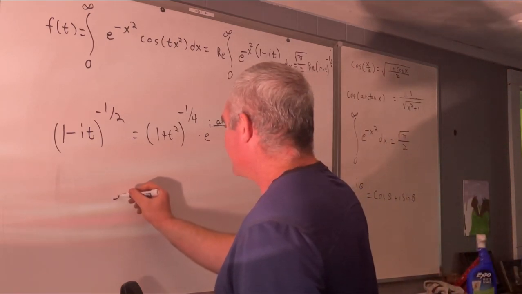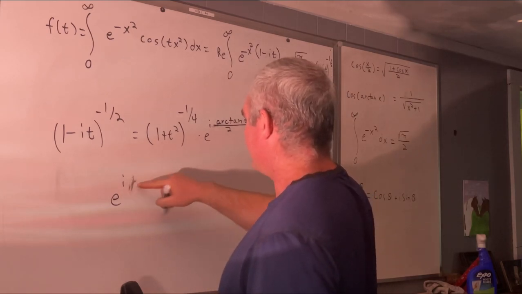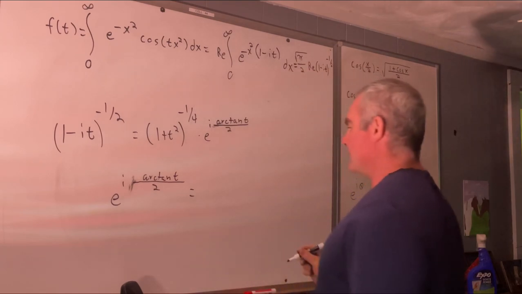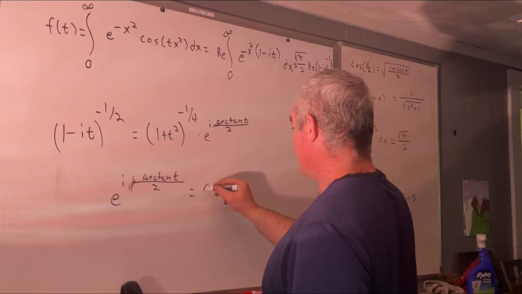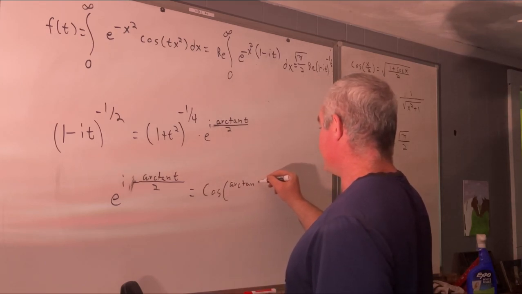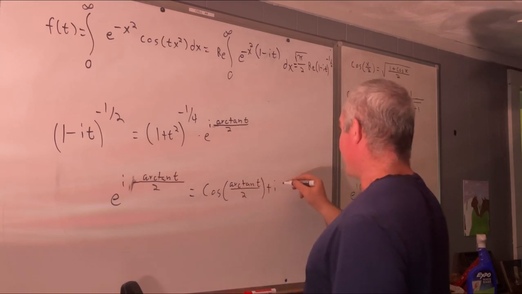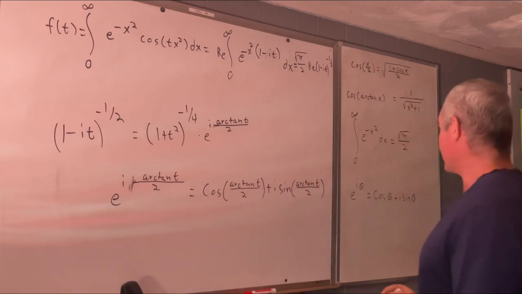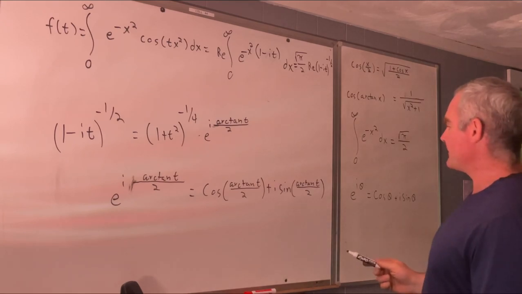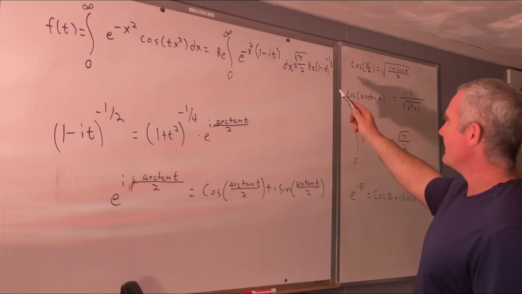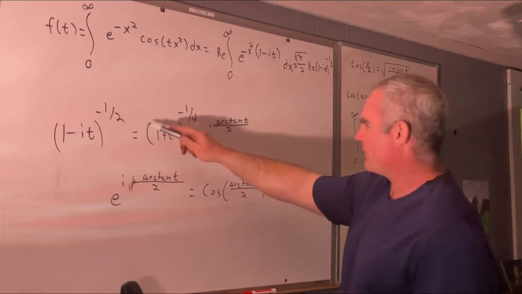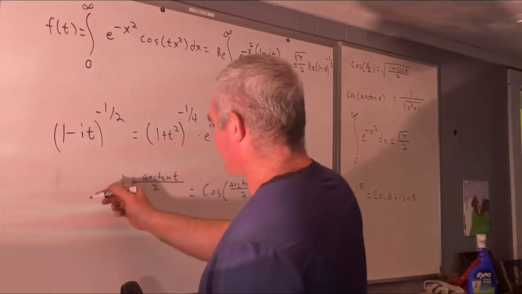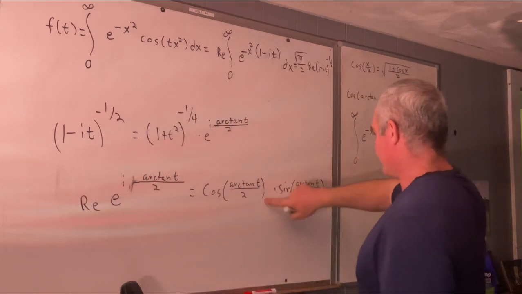All right. e to the i times arctangent of t over 2 is equal to cosine of arctangent t over 2 plus i sine of arctangent t over 2. That's from Euler's identity right here. Okay. So, well, we actually want, well, this part's always going to be real for real values of t. So, let's just say that the real part of this thing is just equal to this.